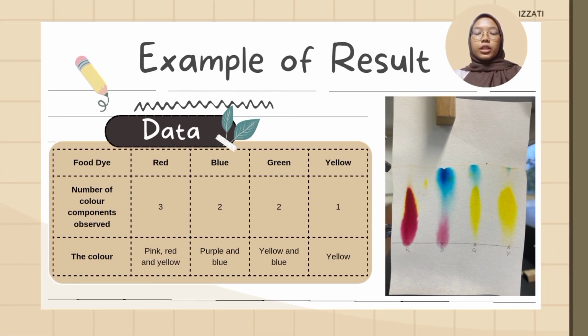Based on the experiment that has been conducted, we can observe that there are 4 different food dyes with their color components shown on the paper. We can identify them as pure or impure substances based on the separation.